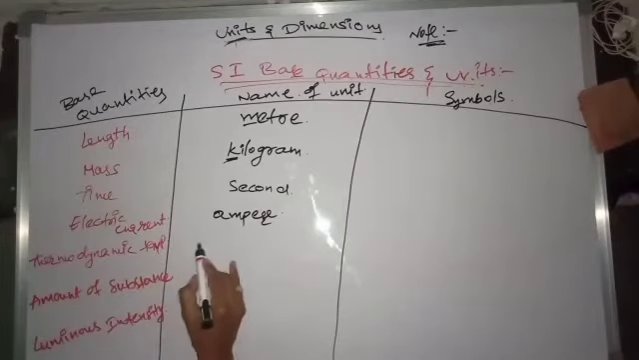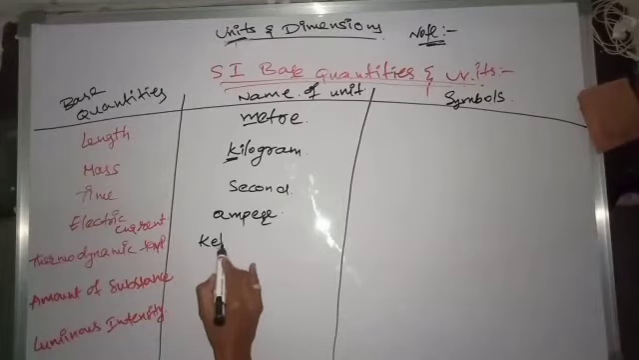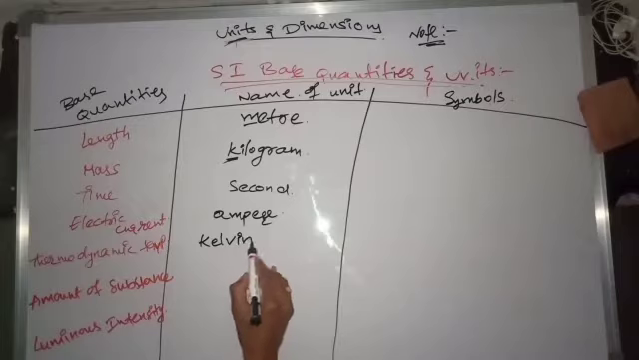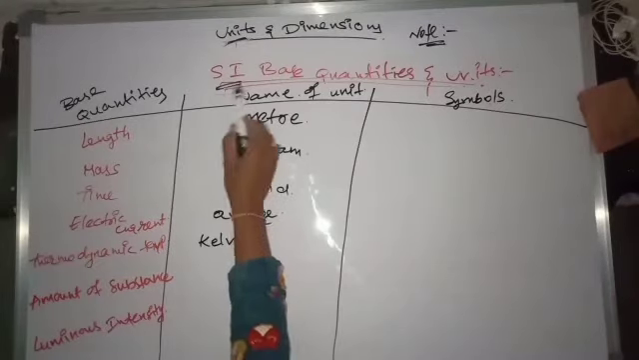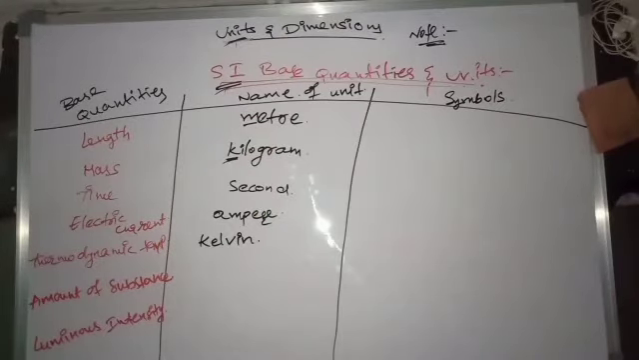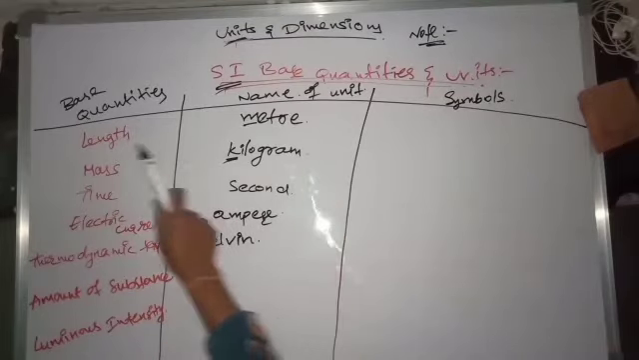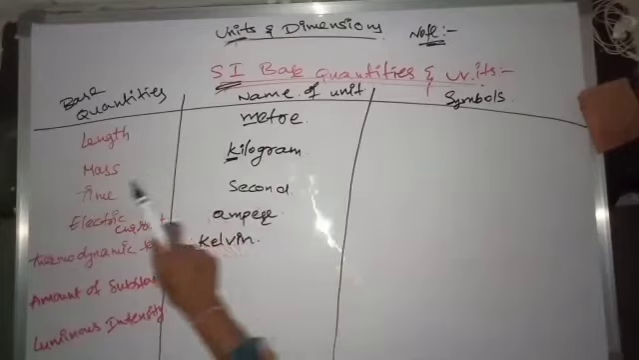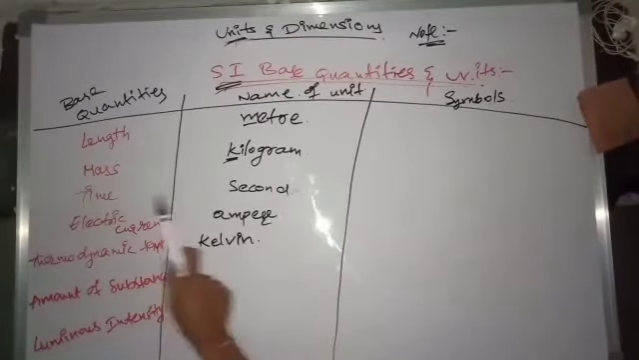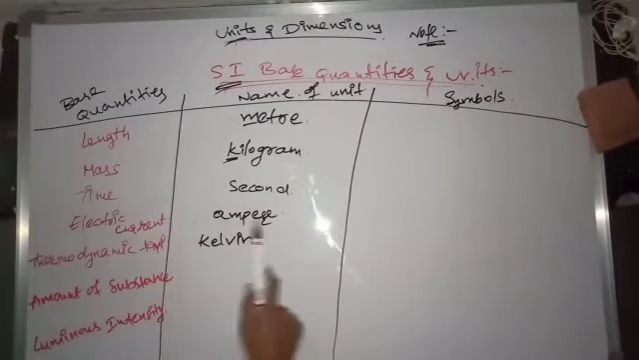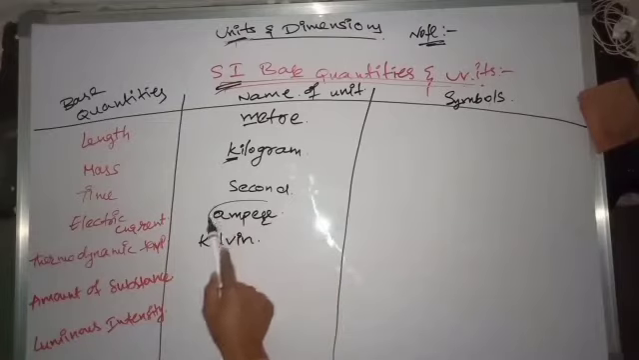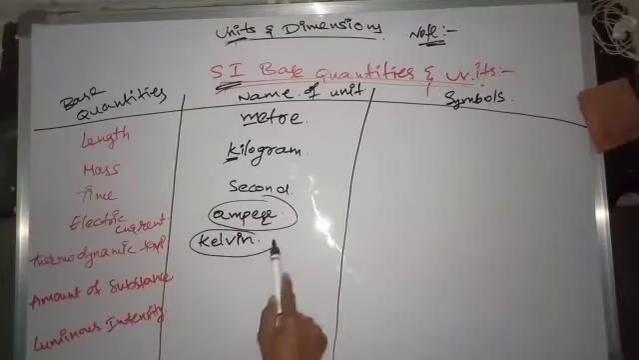Thermodynamic temperature is measured in terms of kelvin. These are SI base units. In the CGS system of units, length is measured in terms of centimeter, mass in grams, time in seconds. Ampere is converted into other forms.